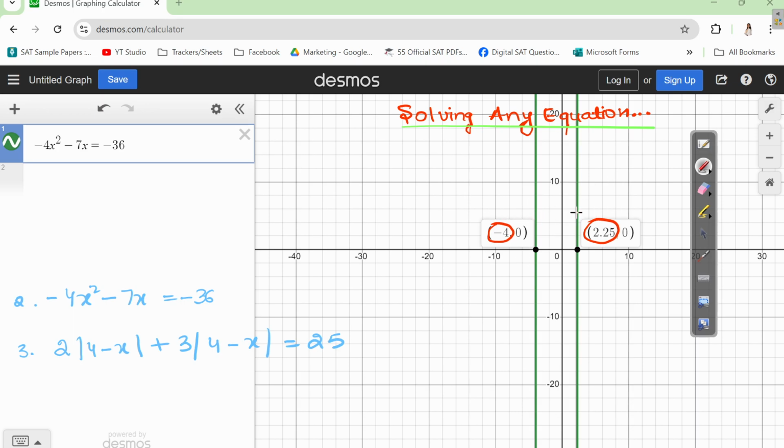I don't like this method because you don't get to see the actual shape of the graph. You just see 2 straight vertical lines, and I actually feel more comfortable if I see the actual shape of the graphs. So the second method of doing this is you convert it into standard form. So you bring negative 36 to the other side, so you'll get negative 4x squared minus 7x plus 36 is equal to 0, and you put it equal to y, and you plot this equation instead.